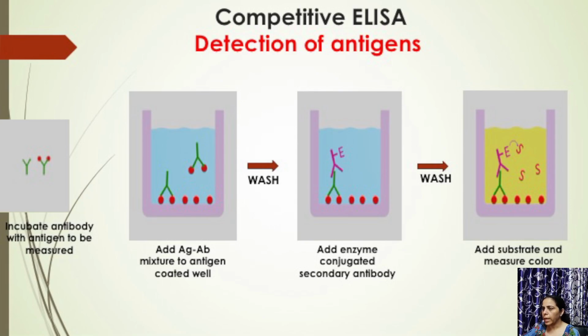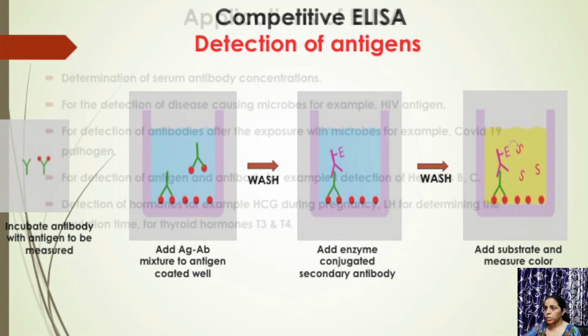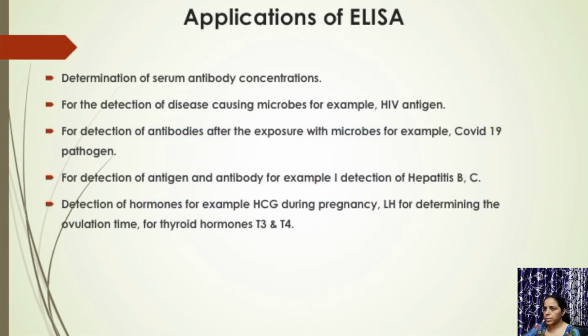So in the three ELISA, that is direct, indirect and the sandwich, the intensity of the color is directly proportional to the amount of the antibody or the antigen present in the sample, whereas in the case of the competitive ELISA, the intensity is inversely proportional to the amount of the antigen present in the serum. So this is the difference between the different ELISA and how we can interpret the result in the case of the four different ELISAs. So the application of the ELISA is we can find out the antibody concentrations.